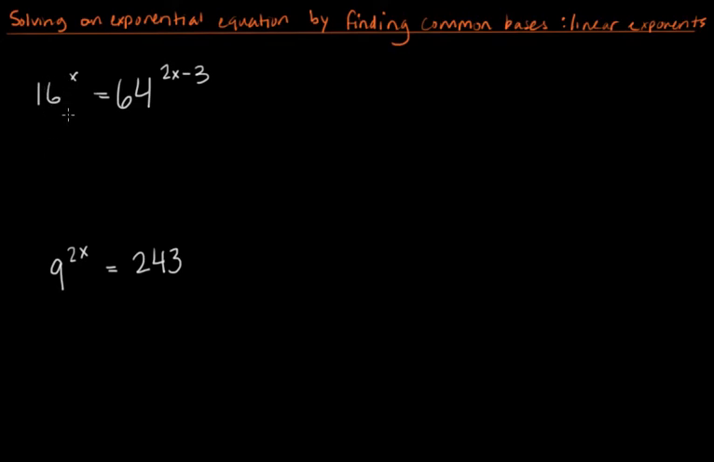So we need to look for a base that might be common to both of these, or a factor that might be common to both of these, that we can change both of them into whatever to that power. So in this case, we could use 2 or we could use 4. Both will work. I'll go ahead and use 4 because I think it's a little bit easier, but if you wanted to use 2, that would work too. So 16 is 4 squared, so we would change this into 4 squared, and then that is still raised to the x power. And then 64 is 4 to the third.